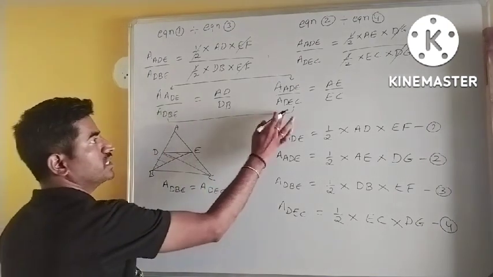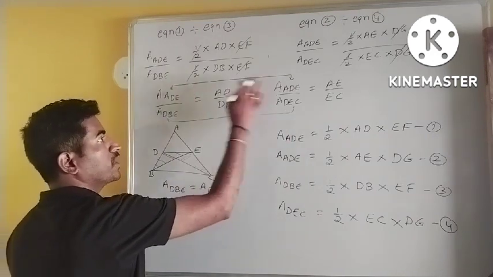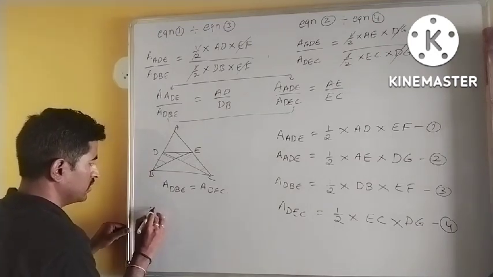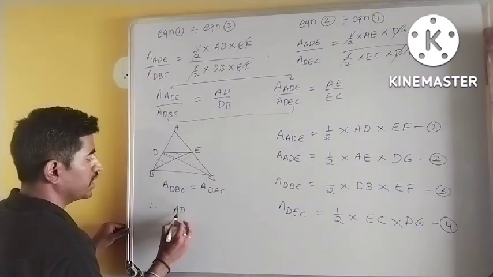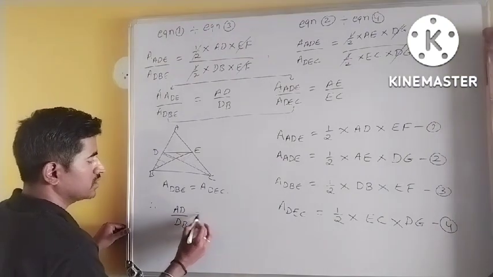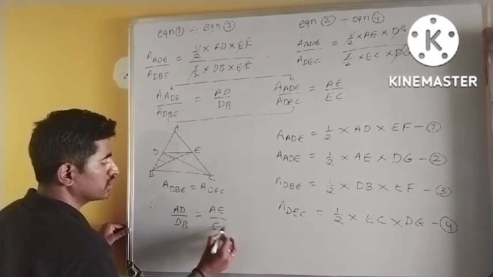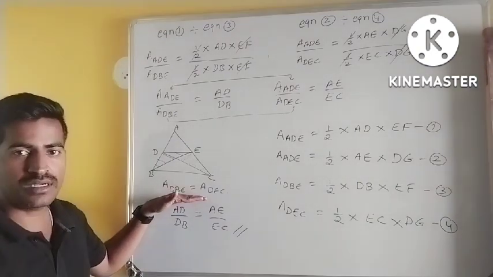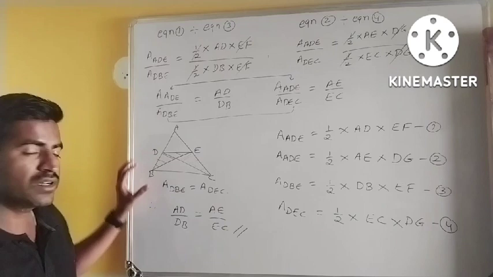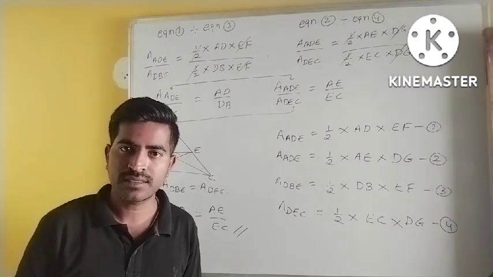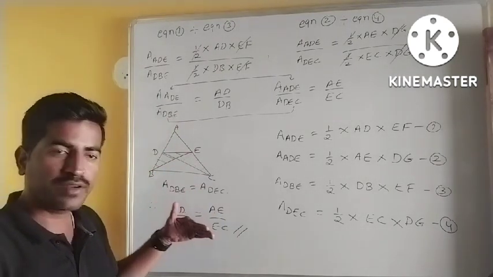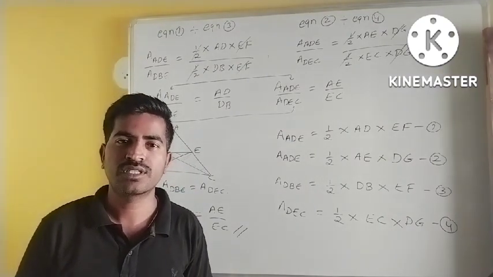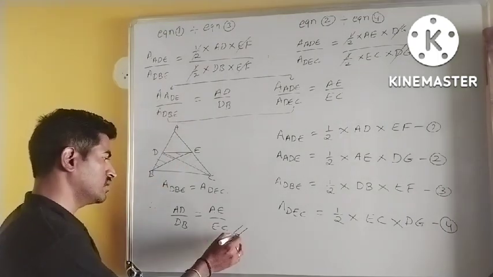So if these two areas are equal and the numerators are already equal, then the right hand sides are equal. Therefore we can say that AD by DB is equal to AE by EC. This is what we needed to prove. And you can write one statement after this: whenever two triangles lie on the same base DE and between the two parallel lines DE and BC, then their areas are equal. So this is what we needed to prove, and hence it is proved.